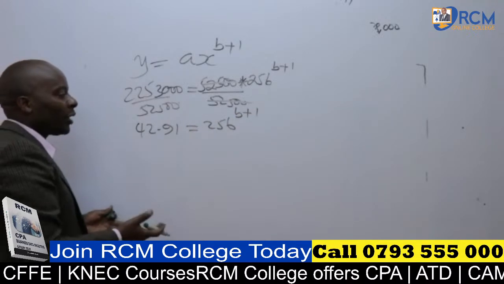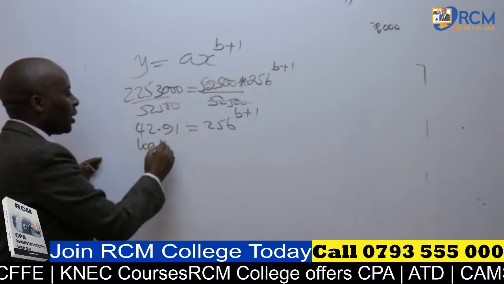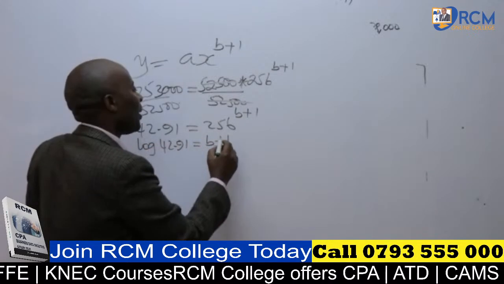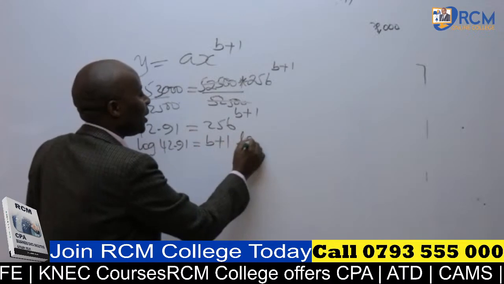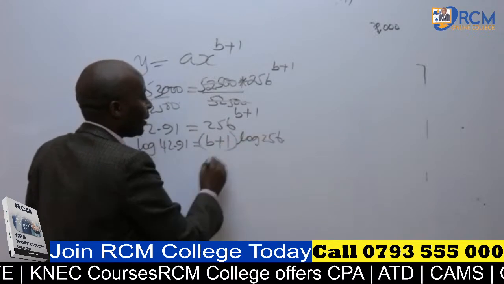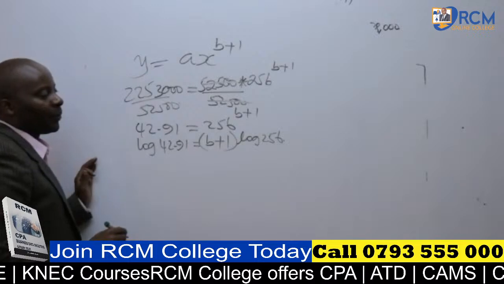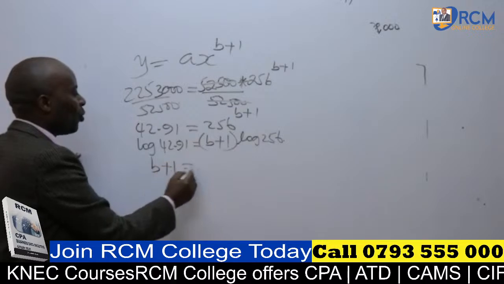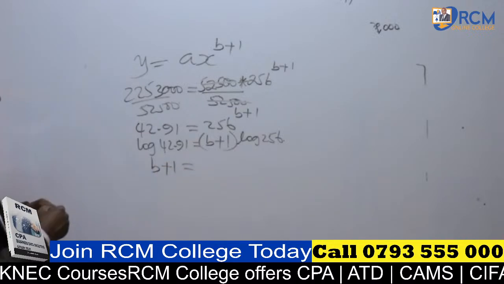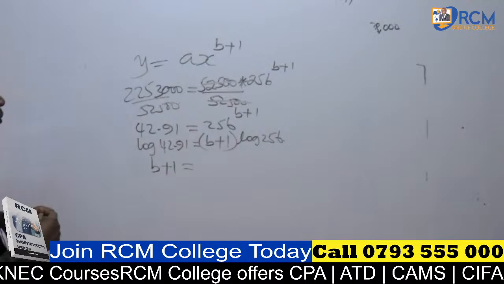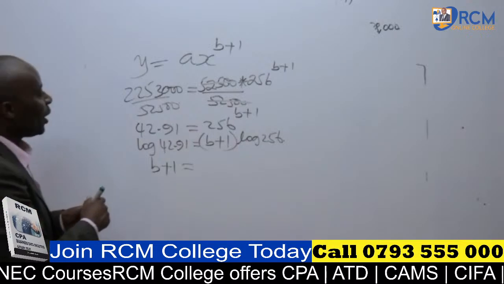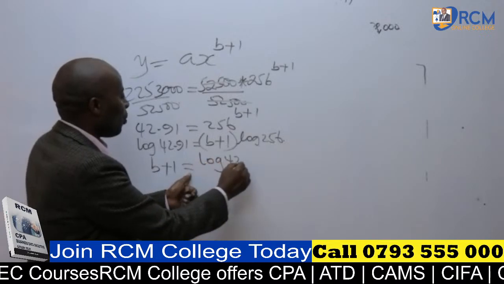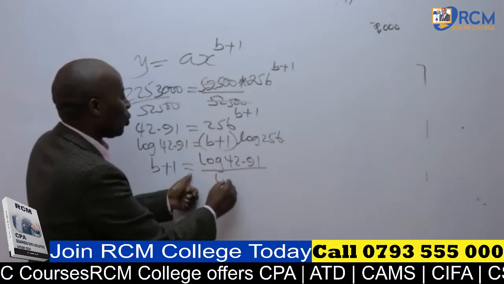We shall straight away come and introduce the logarithms. So introduce the log this side. 42.91 equals b plus 1 logarithm 256, like that. So from there, divide both sides. b plus 1 will be equal to log 42.91 divided by log 256.